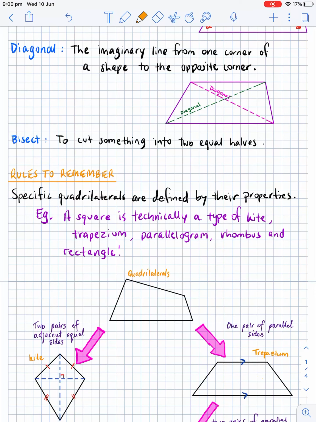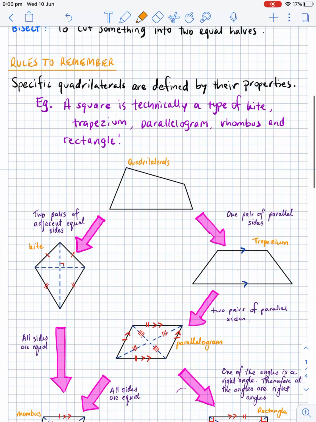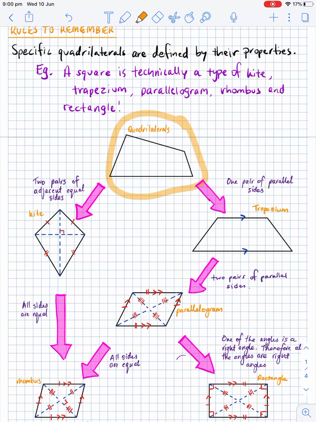Okay, so rules to remember. Specific quadrilaterals are defined by their properties. So what I'm pretty much getting with this statement is that, up the top of this diagram, we've got quadrilaterals. Now that's literally any four-sided shape. But say if I go into more detail with my quadrilateral and I tell you that one pair of sides are parallel, like you can see here, these two sides are parallel. That's a pair of parallel sides. Suddenly it becomes a more specific shape. It becomes a trapezium. So a trapezium is literally any four-sided shape that has one pair of parallel sides.